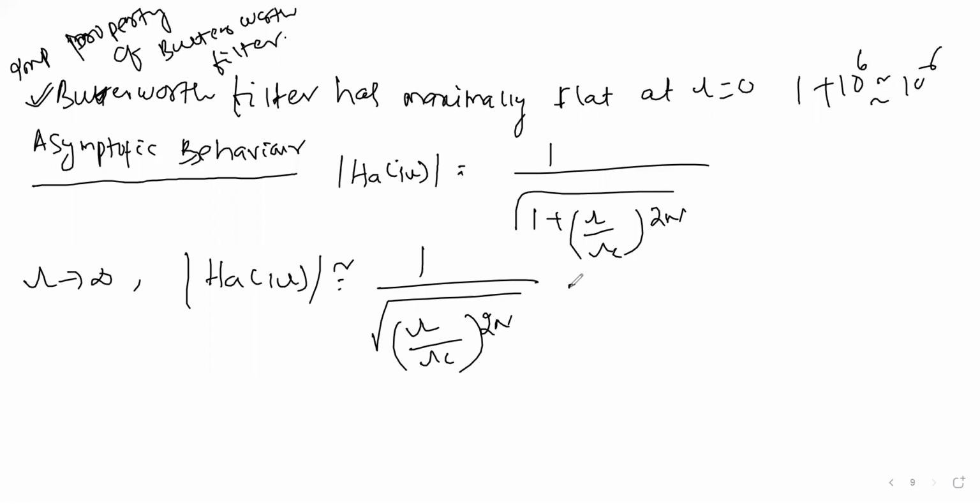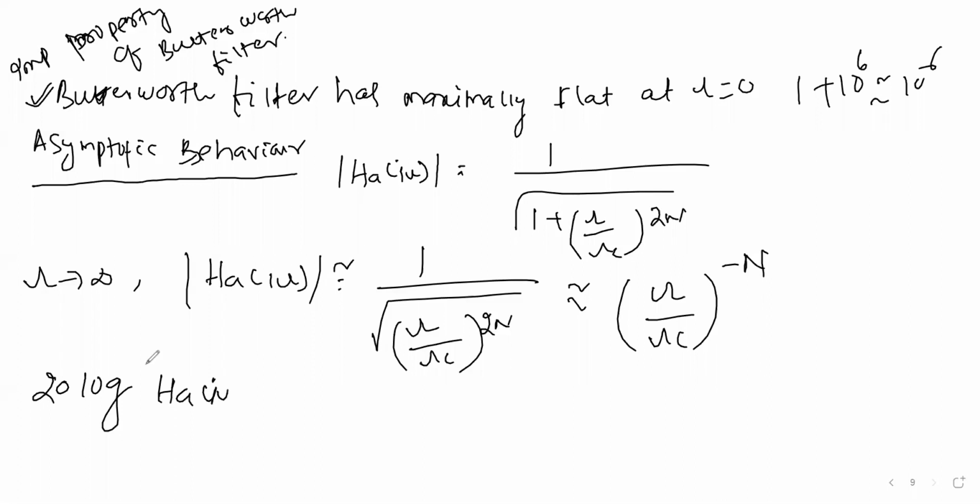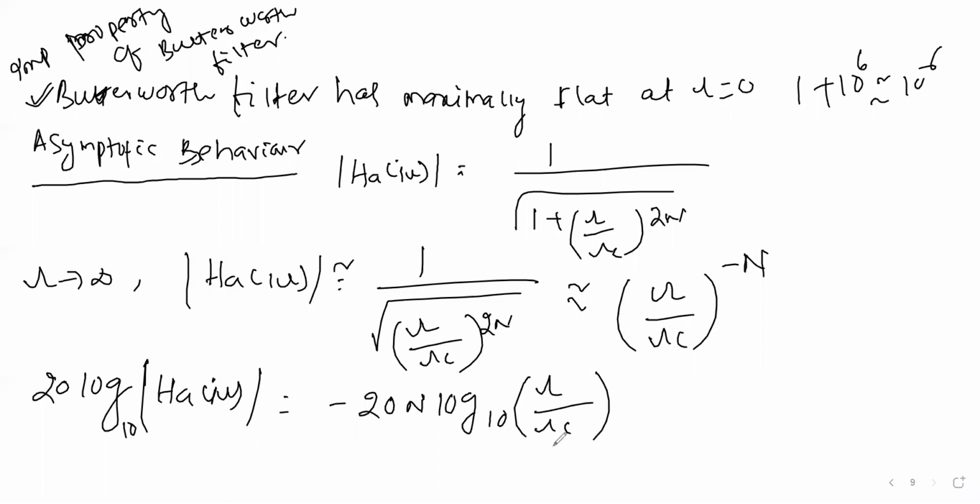So then it is equal to omega by omega c to the power minus n. Okay, omega by omega c to the power minus n. Now if you take log on both sides, if you take simple 20 log, |H(j omega)| magnitude equals minus 20n log10 (omega by omega c). Then what is the meaning?